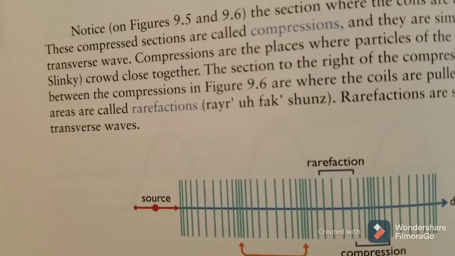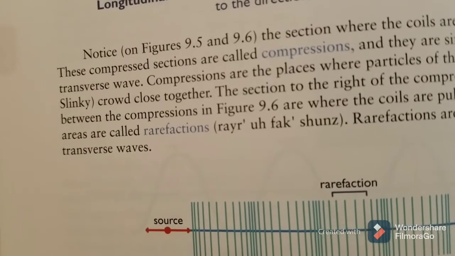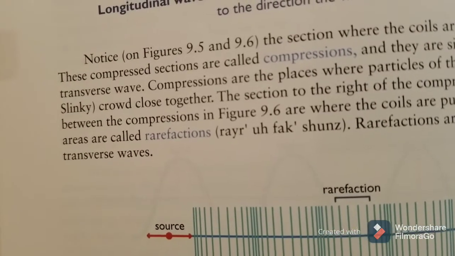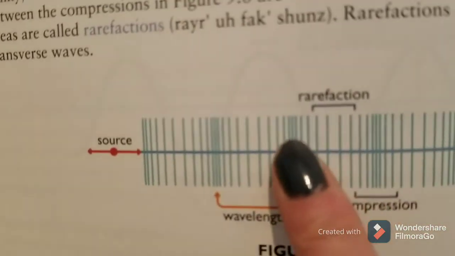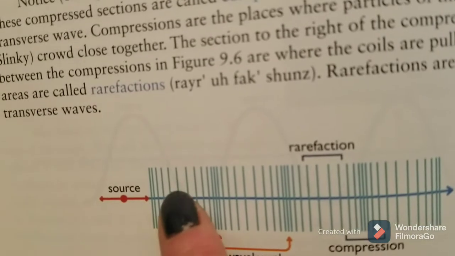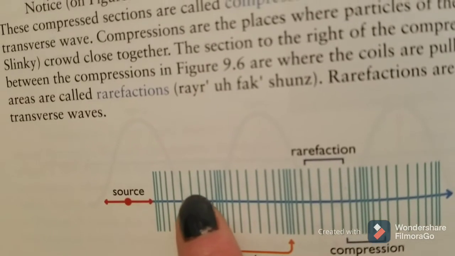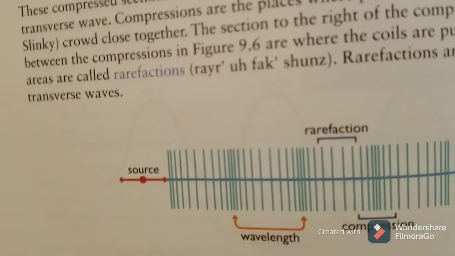Let's see here. Where the coils are pulled farther apart, it's called rarefactions. So rarefactions are these points here where it's pulled further apart. They're more taut, or they're not taut. They're less taut. They're more expanded between them.